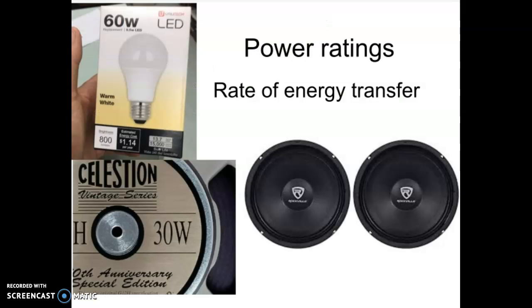That gives us a power rating. And you can see these power ratings on all types of appliances. They're called wattage. The units of power are the watts, right? So W-A-T-T. And you can see them here on these speakers, but you can pretty much see them on all light bulbs, speakers, things like that. They tell you how much energy in joules per second. So this light bulb is transferring 60 joules per second of electrical energy into light energy. This one is converting 30 joules of electrical energy into sound energy, etc.